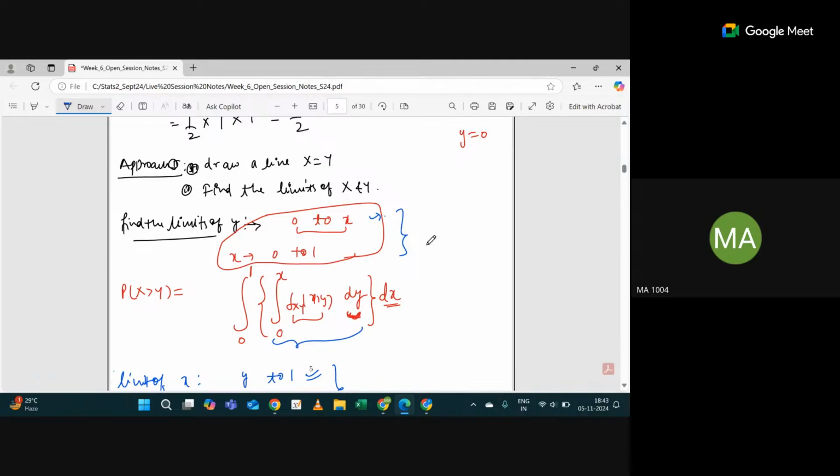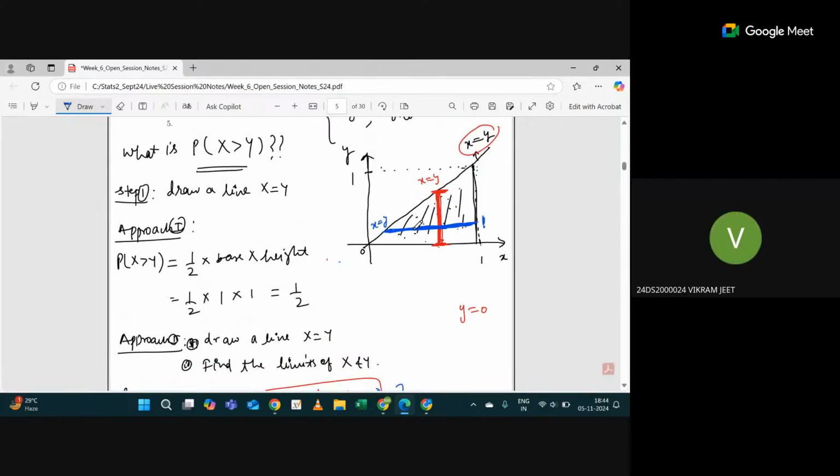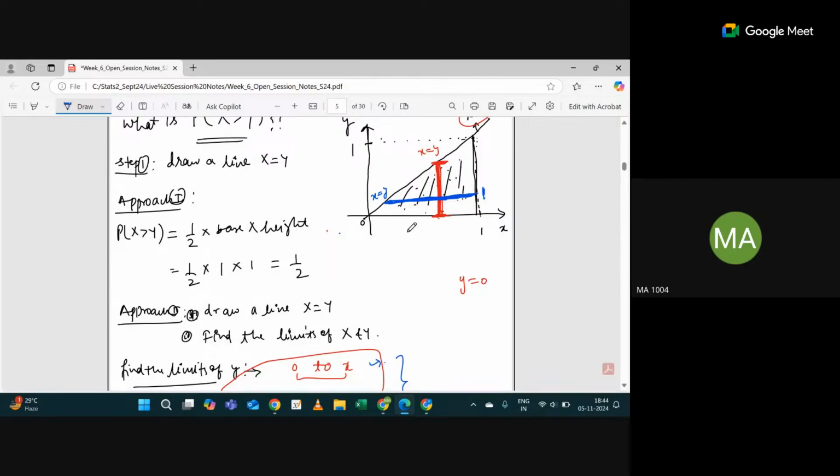Is this fine? Sir, one doubt. In this case, y can be written in terms of x and x can be written in terms of y. What if we cannot write y in terms of x? Nothing will happen. I'm just trying to give you an idea of how to find the limits of x and y. It's not like it will always be a function of those things.